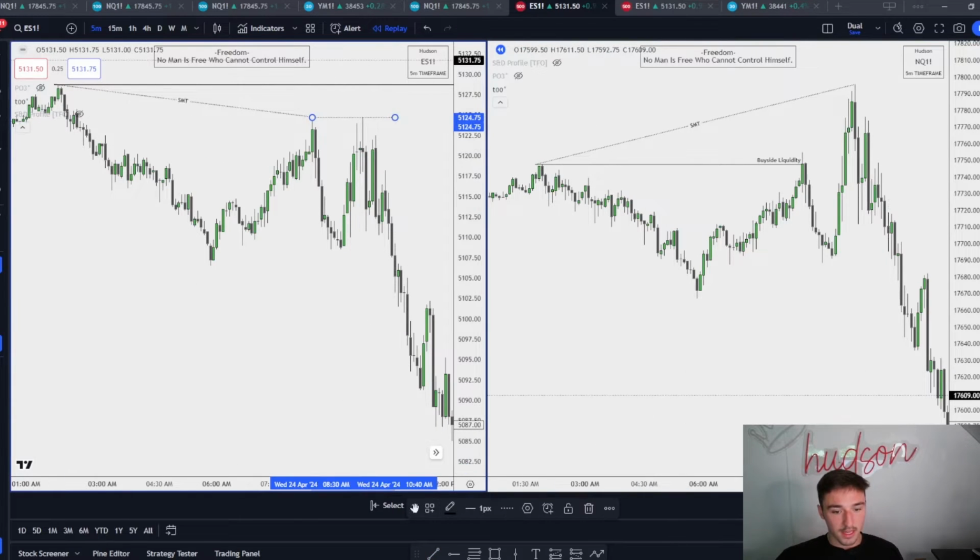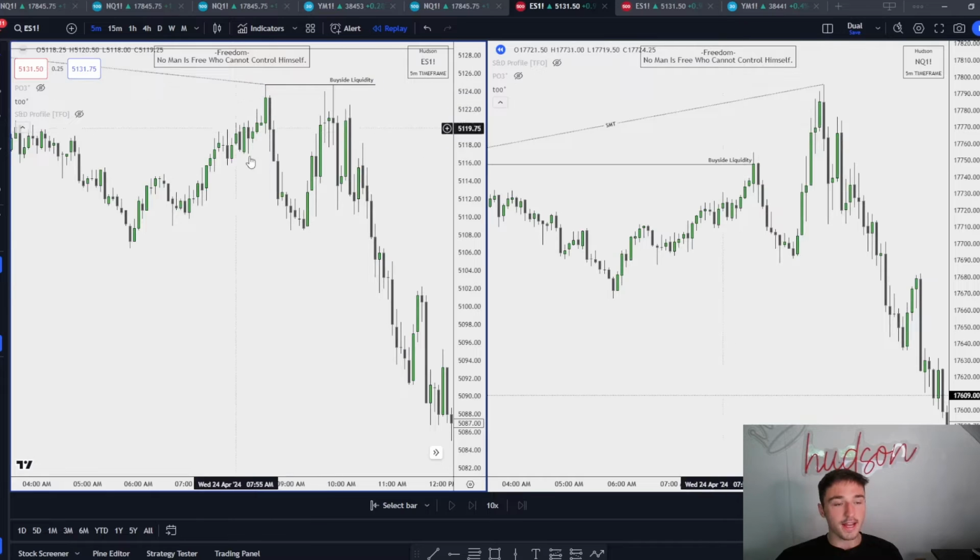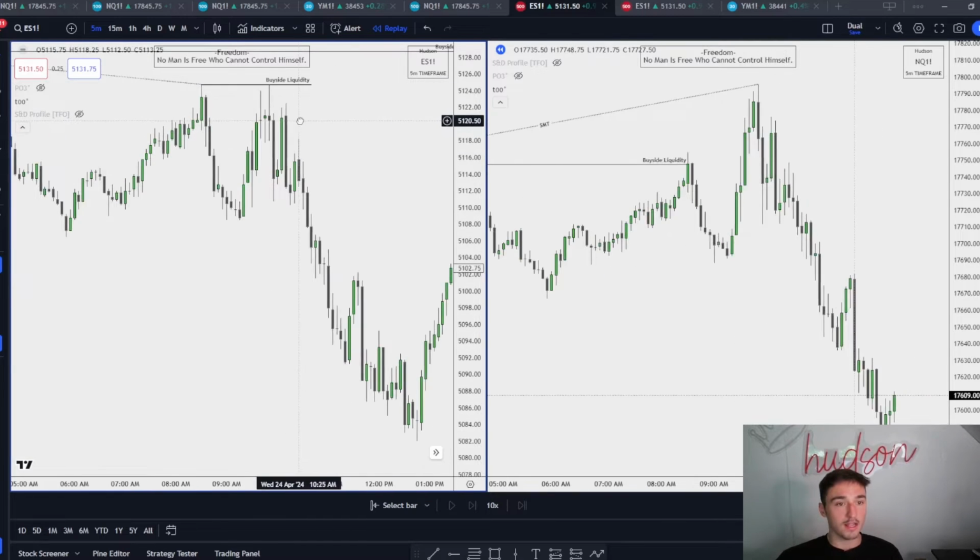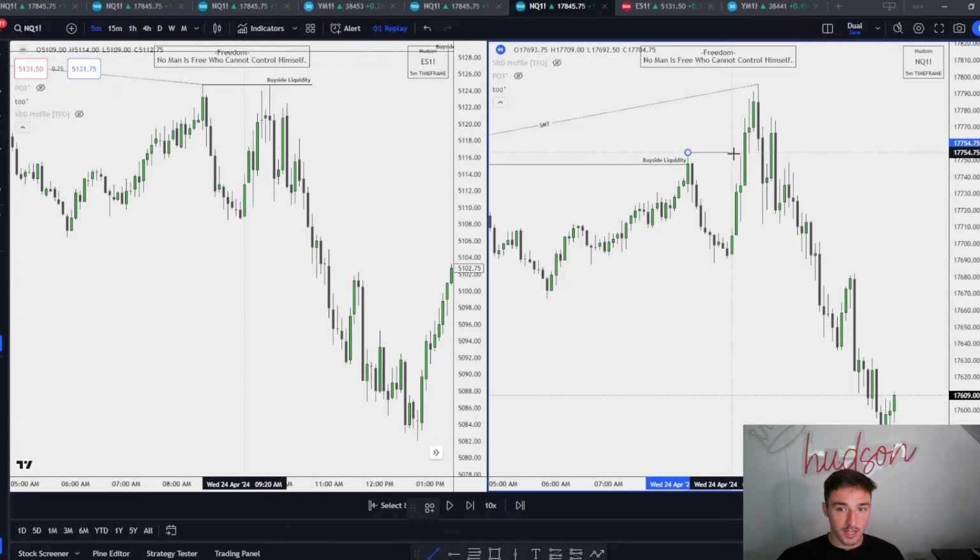What do we see on the ES though? We create equal highs, perfect equal highs. What does that mean? Well, NQ actually sweeps it, right? Right here, we take that high. Now, I would not want to take this because we formed perfect equal highs.